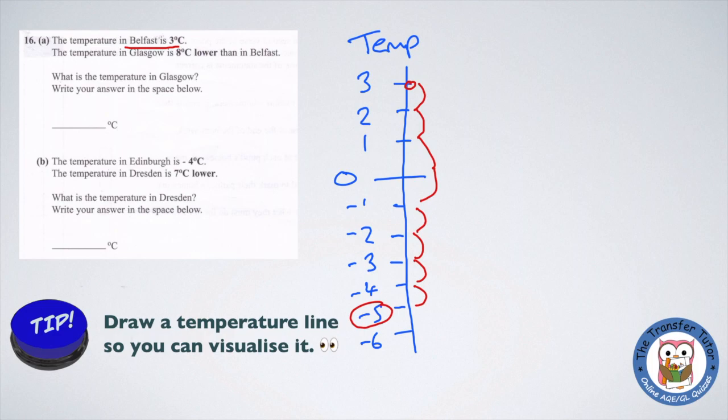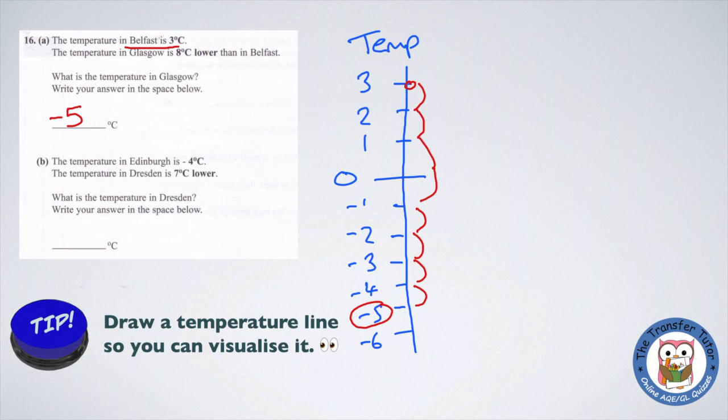So in the answer you write -5 degrees, and that can be a lot quicker than actually trying to understand what 3 minus 8 is, and then you're going past that 0 and you're going into negative numbers, and it can just be a bit confusing. So for 30 seconds, write it down and job's a good one.